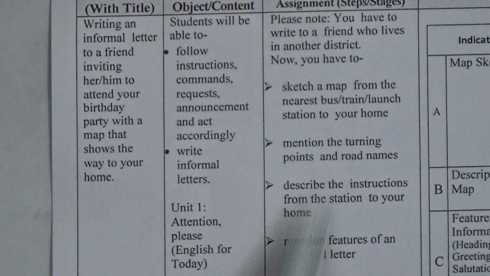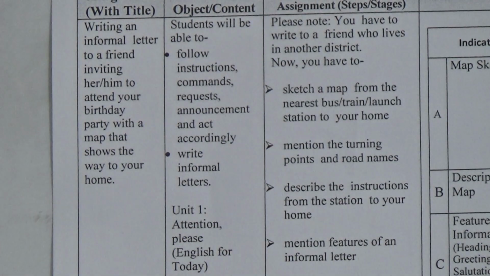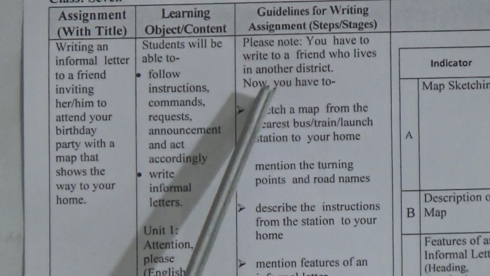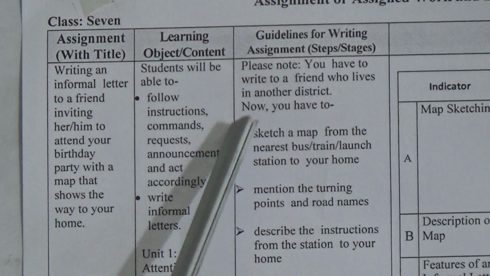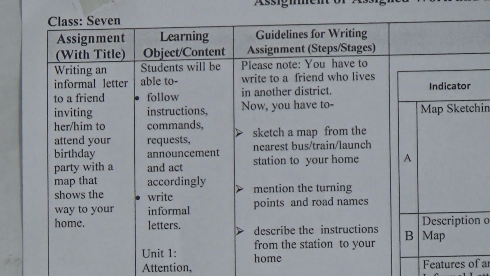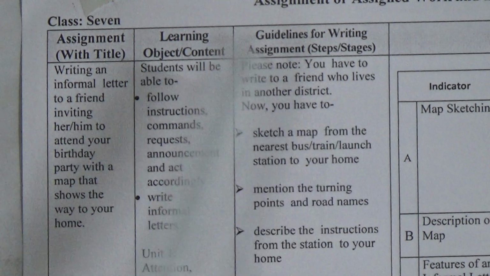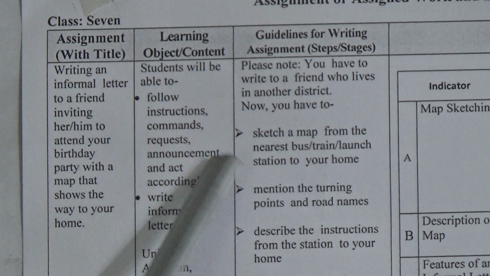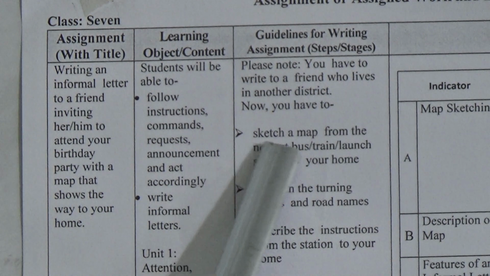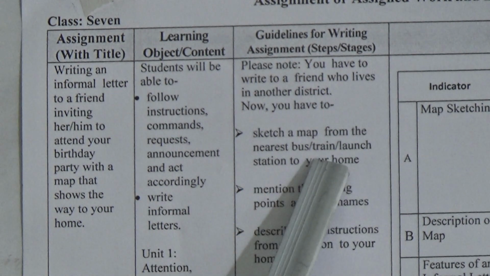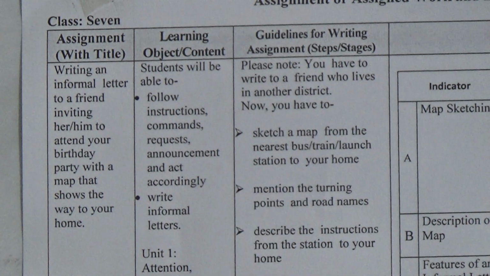Okay. Then there are some guidelines. You have to follow these guidelines. Okay. Please note, you have to write to a friend who lives in another district. Okay, dear students, your friend's residence should be in another district, not the same district. Now, your task could be to sketch a map from the nearest bus, train, launch station to your home, what I told you. Then mention the turning points and road names. In the map, you have to write the road names.